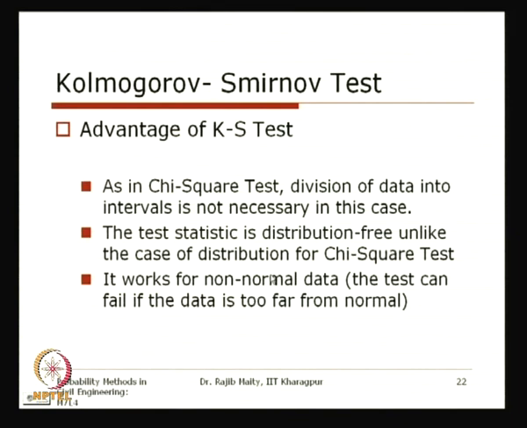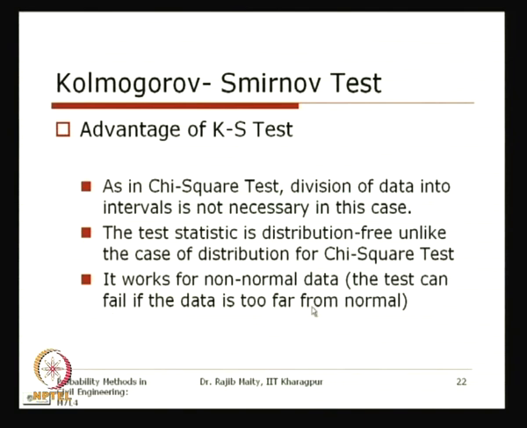Now, the advantage of this KS test is that, as in the chi-square test, the division of the data into intervals is not necessary in this case. I was just mentioning this at the starting of this KS test. These intervals are not necessary here, because we are just observing this at each and every data point. The test statistic is distribution free, unlike in the case of the chi-square test. It works for non-normal data. However, the test can fail if the data is too far from normality.